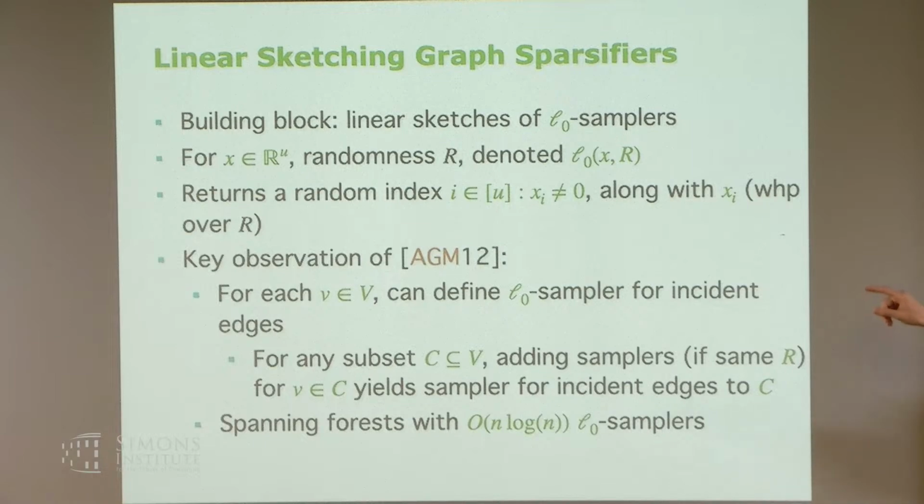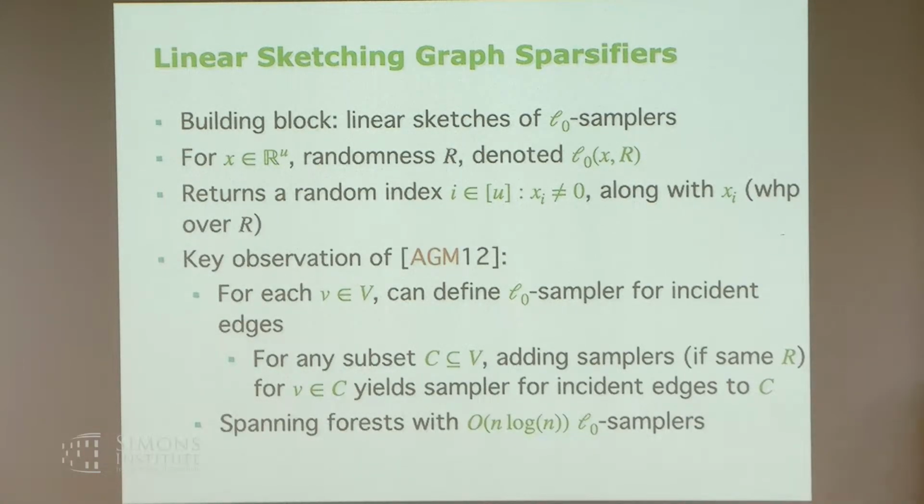And so the sequence of works in 2012 by the AGM authors show that there's an almost canonical way to create L0 samplers for the adjacency lists of a vertex, such that when you recover from this L0 sampler, it gives you the exact description of an edge which is incident to this vertex. Okay, so that's very nice.